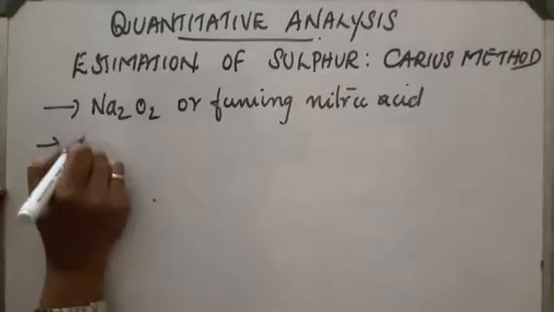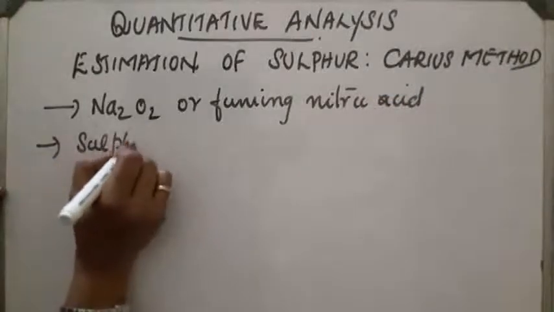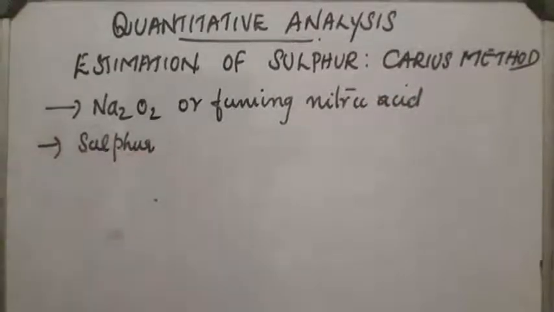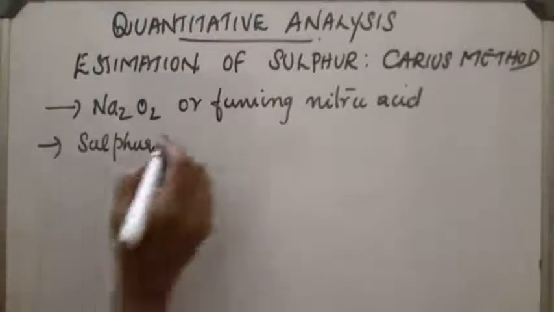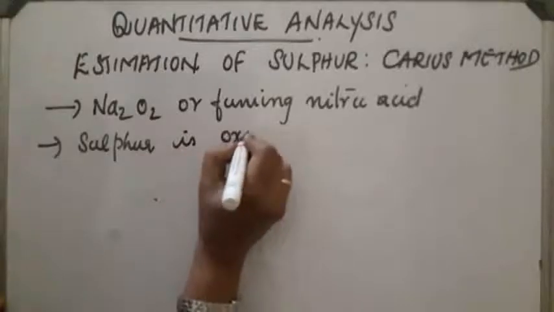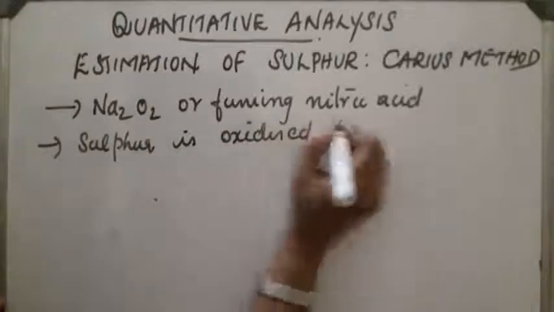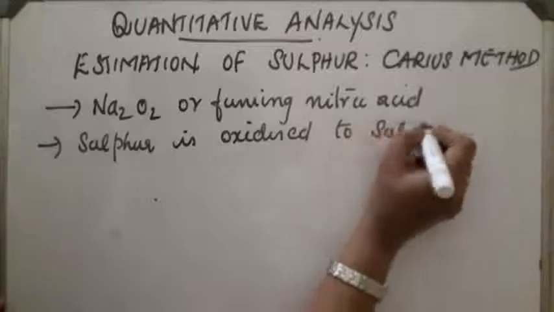Sulfur gets oxidized to sulfuric acid. After adding sodium peroxide or fuming nitric acid, we are heating the solution, and sulfur is oxidized to sulfuric acid.